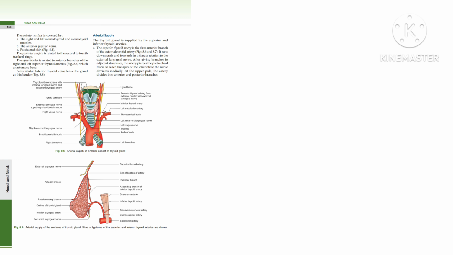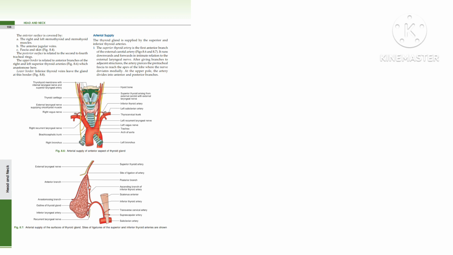C. Fascia and skin. Fig. 8.4. The posterior surface is related to the second to fourth tracheal rings. The upper border is related to anterior branches of the right and left superior thyroid arteries. Fig. 8.6. Which anastomose here? Lower border: inferior thyroid veins leave the gland at this border.